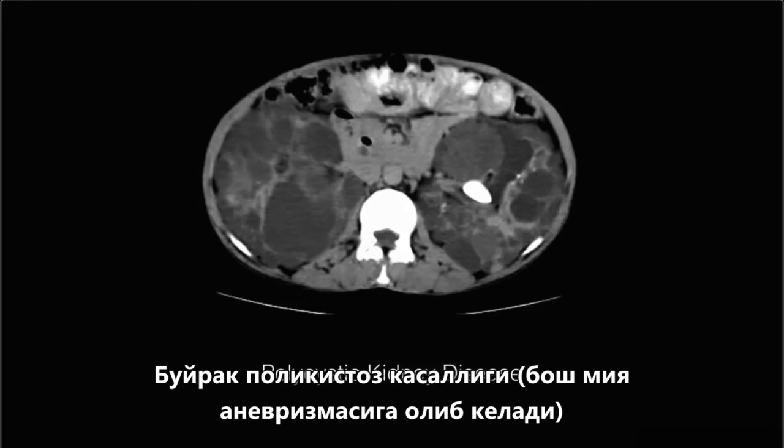You see the kidneys have numerous cysts in them. They're slightly larger than they should be. Something to keep in mind that's high yield is that this puts you at risk for a brain aneurysm. There is an association that you should know.